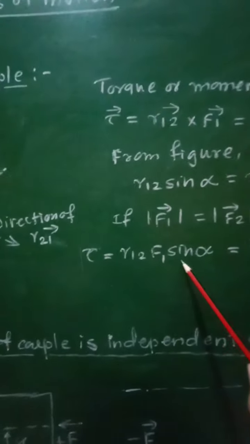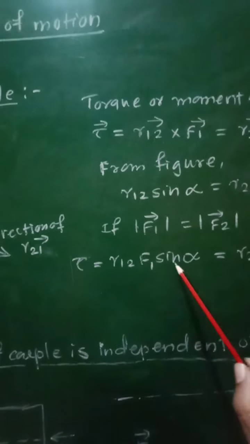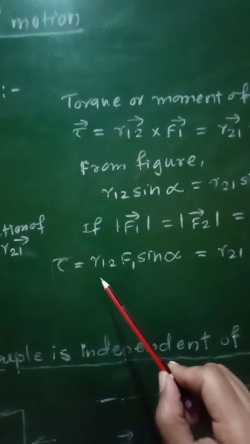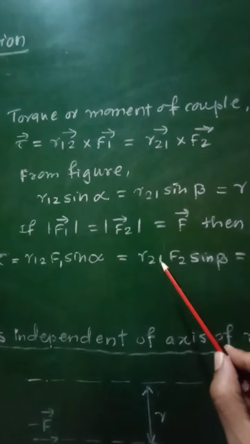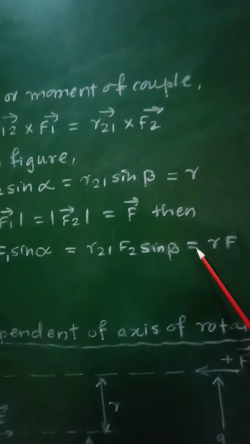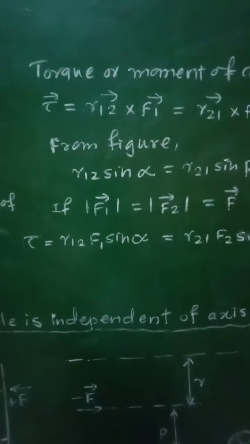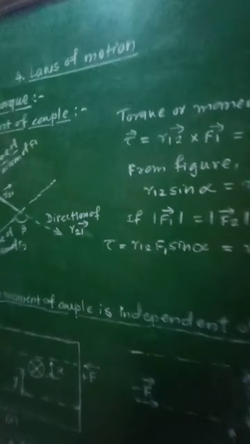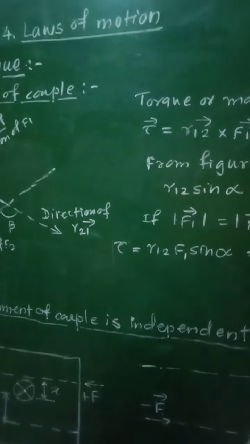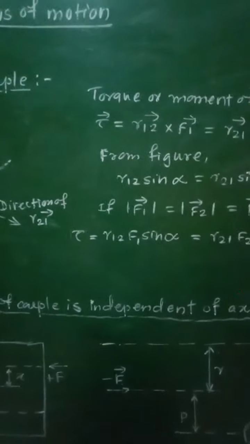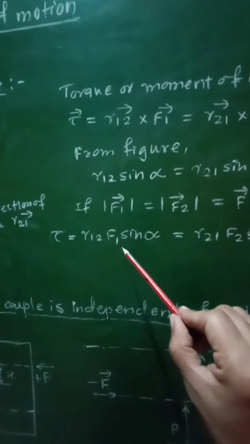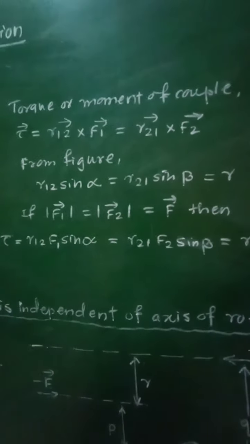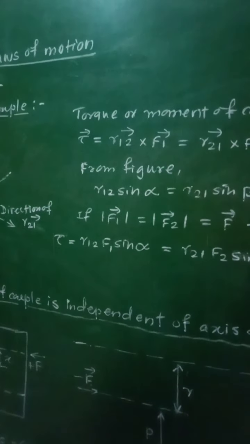So this will be the torque, that is force into perpendicular distance. The forces are F1 sin alpha and F2 sin beta, multiplied by the position vectors. Therefore rF gives rise to the torque, and we can say that the moment of a given couple is thus constant, as r12 F1 sin alpha equals r21 F2 sin beta equals rF, that is a constant.